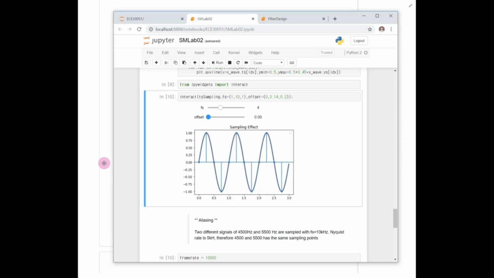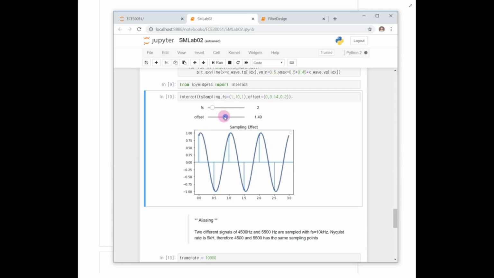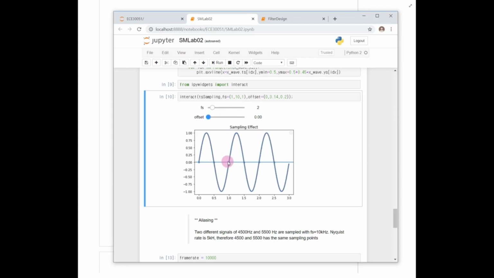As I mentioned, the 2 times case satisfies the Nyquist rate. It is double the frequency of the original signal, but in certain offset cases, it's not possible to reconstruct the signal.